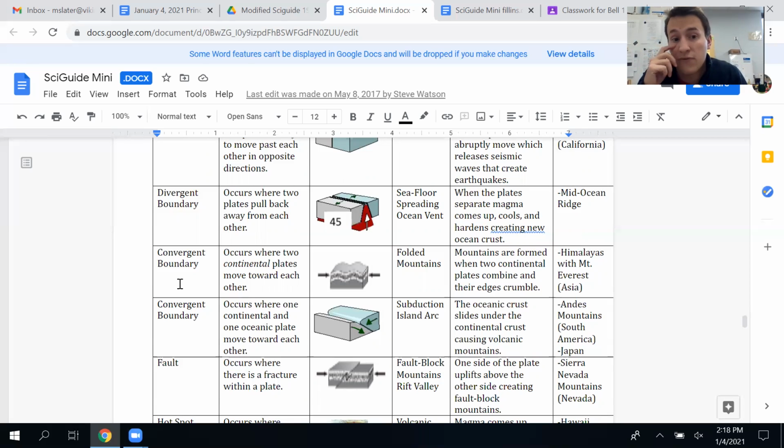The next one we have is a convergent plate boundary. This occurs where two continents are colliding towards each other. Because they're colliding, they're actually folding, which is going to create mountains. Examples of this are the Himalaya mountain ranges and Mount Everest.